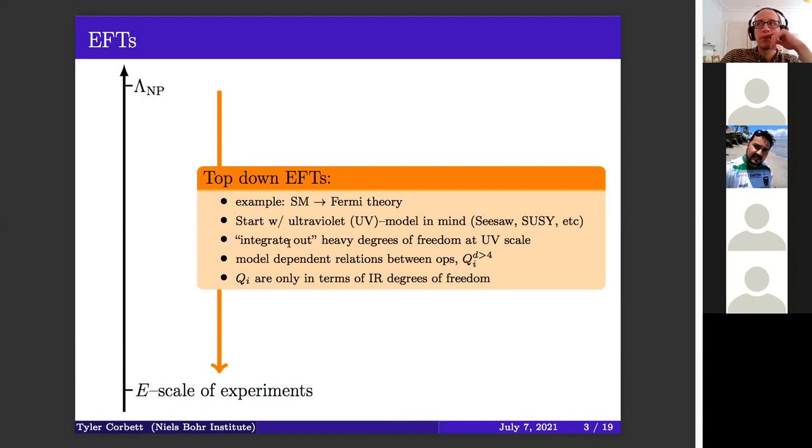there's a lot of formalism that goes into what it means to integrate out heavy degrees of freedom. And you derive model-dependent relationships between these new operators. And these new operators are only in terms of the known degrees of freedom of your model.